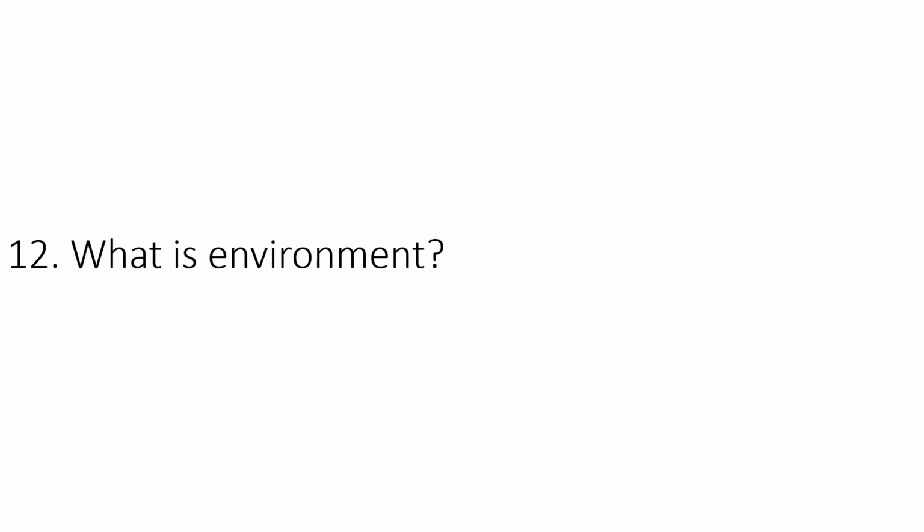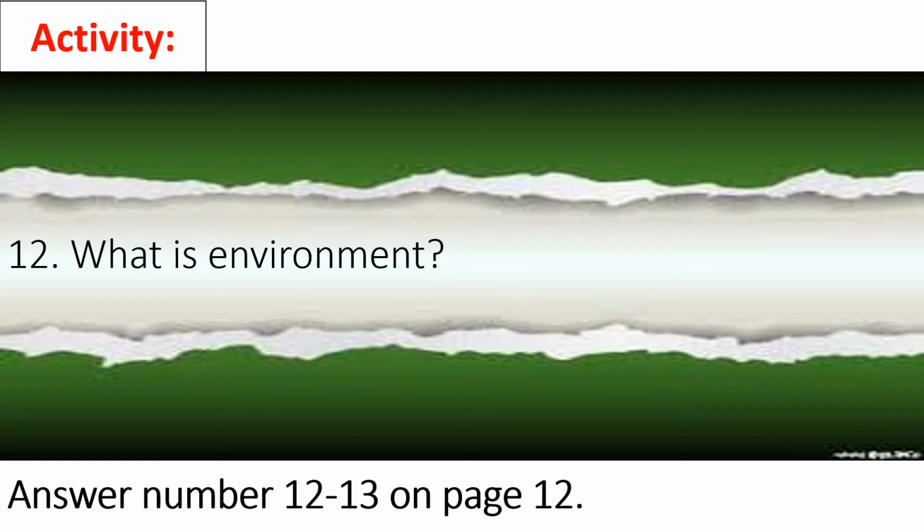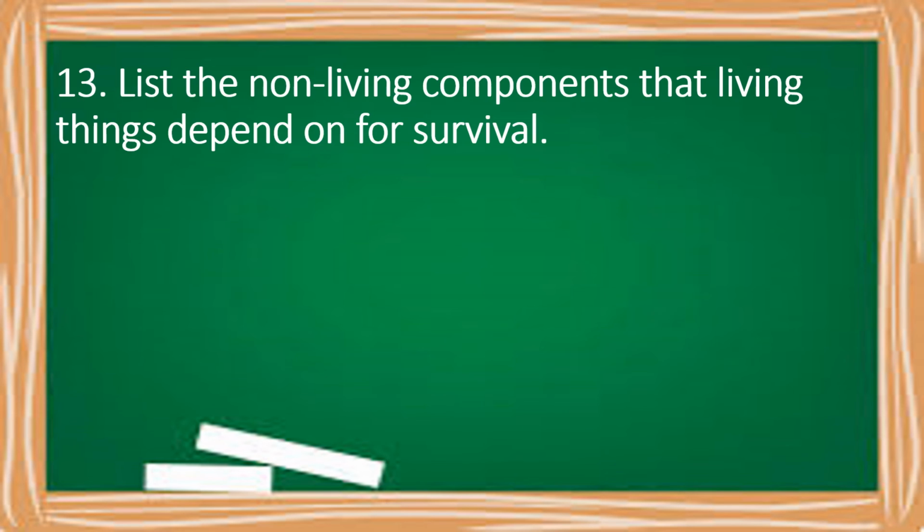Okay, so let's continue answering your workbook on page 12, number 12 and 13. So what is environment? What is environment? As what I've said a while ago, when we say environment, anything that surrounds us. Okay, so that is the meaning of environment. Next is list the non-living components that living things depend on for survival.